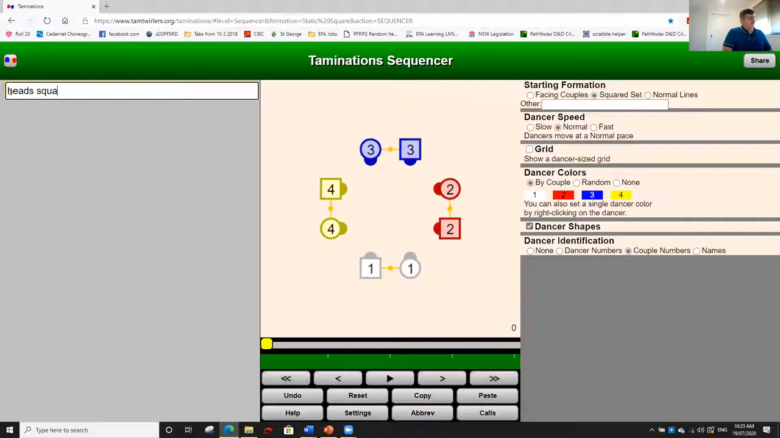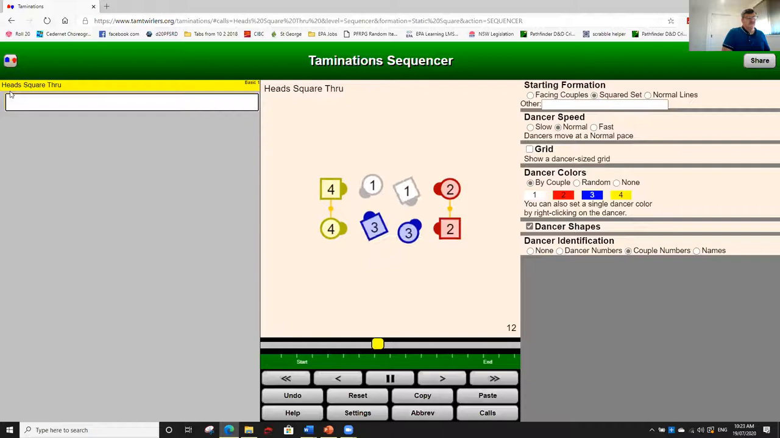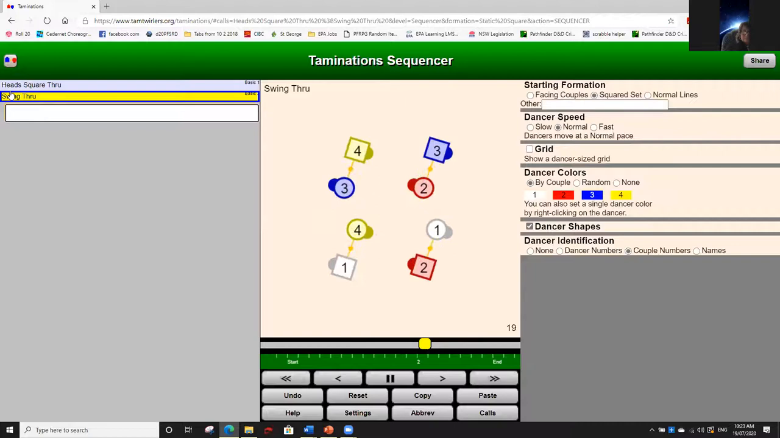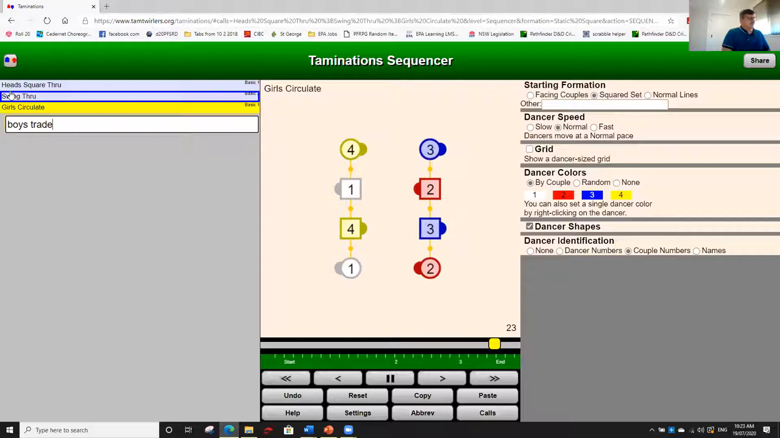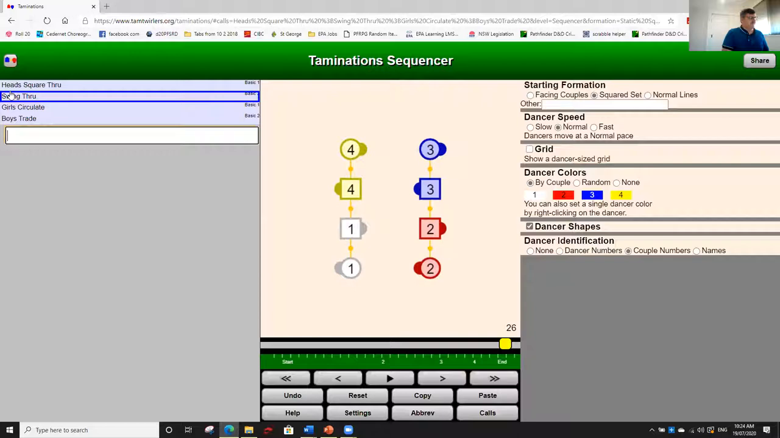Head square through. In a corner box, somebody give me one of my corner box modules. Let's convert this corner box to a partner line. So the magic module, somebody? Swing through. Boys run. Girls circulate. Boys trade. Here's where you could say ends or centers if you wanted, but the actual module is girls and boys. Okay, next is? Boys run.